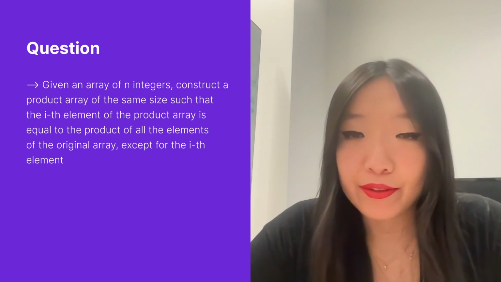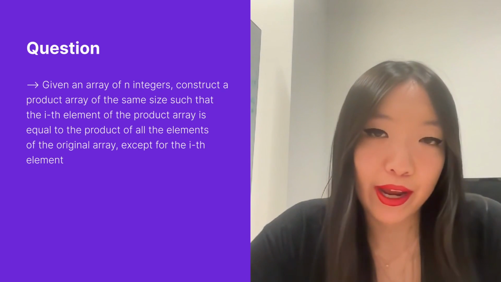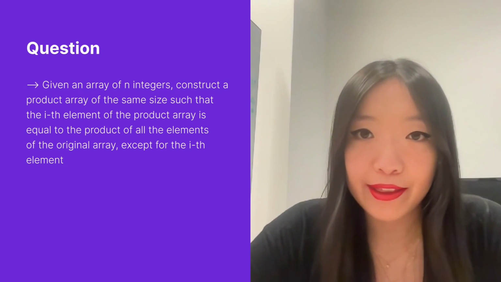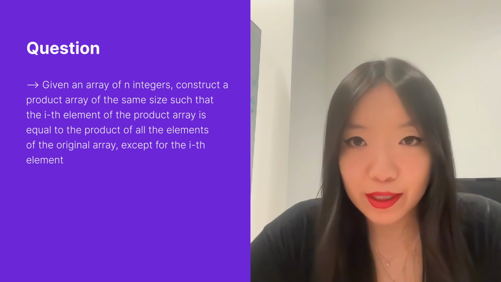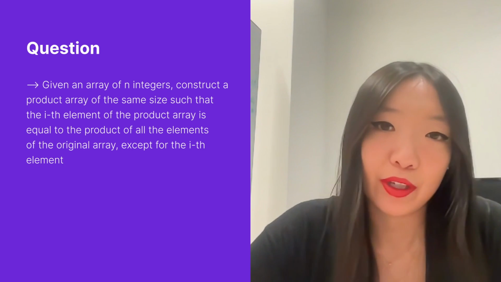Gotcha. Okay, that's a really cool experience. Excited to see how you tackle this problem today. So let's get right into it. Our question today is, given an array of n integers, construct a product array of the same size such that the ith element of the product array is equal to the product of all the elements of the original array except for the ith element.